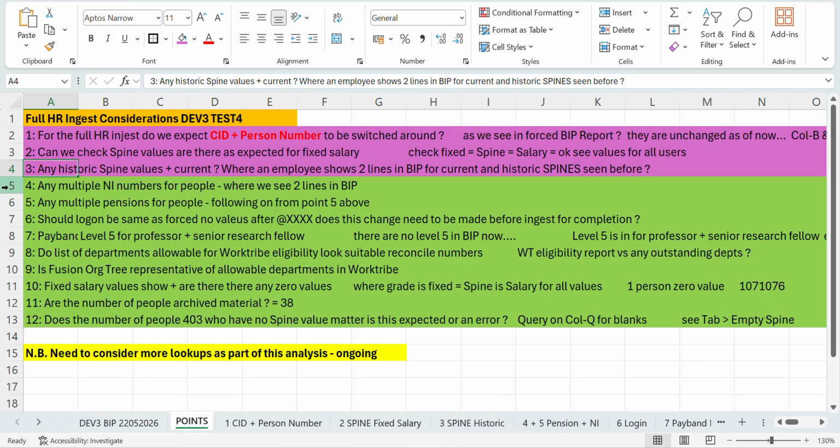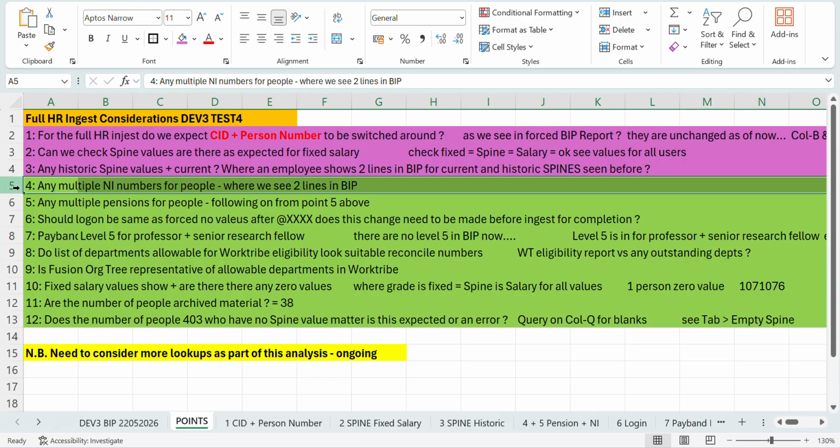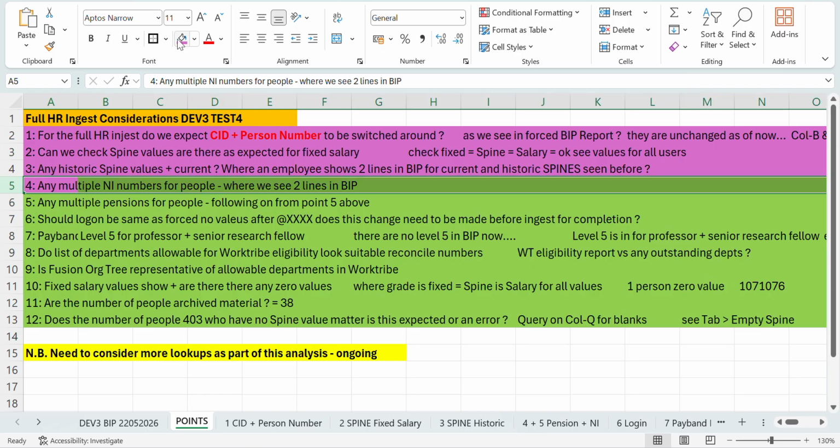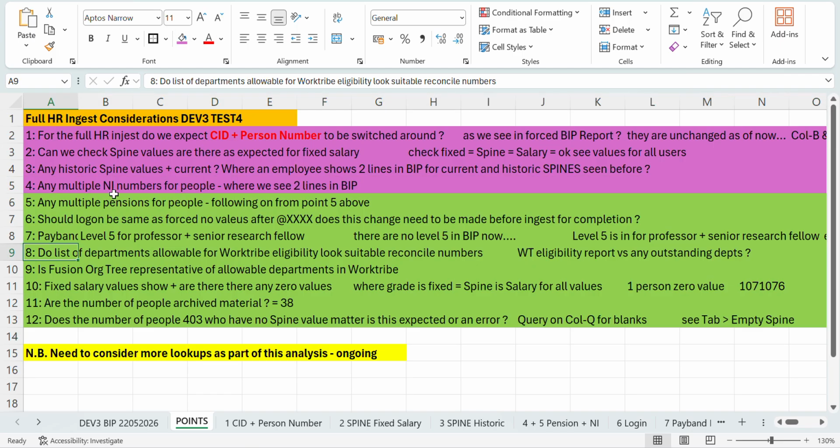Okay, let's go to point number 4. A little bit coming on the back of what we just saw. So point number 4 is, let me just make the whole thing pink, right. Any multiple national insurance numbers for people. So do we see any multiple lines for national insurance number for people, where we see 2 lines in a BIP report? So this is our point number 4.